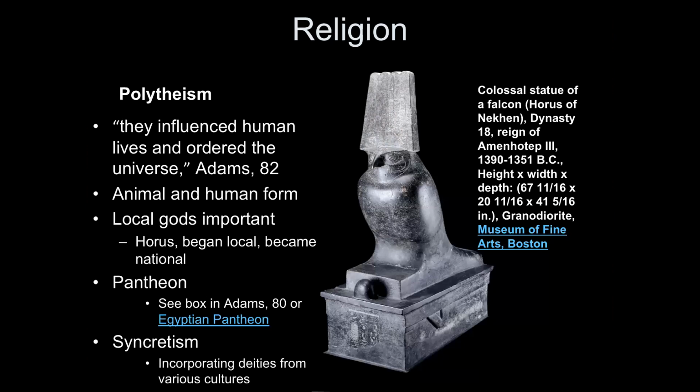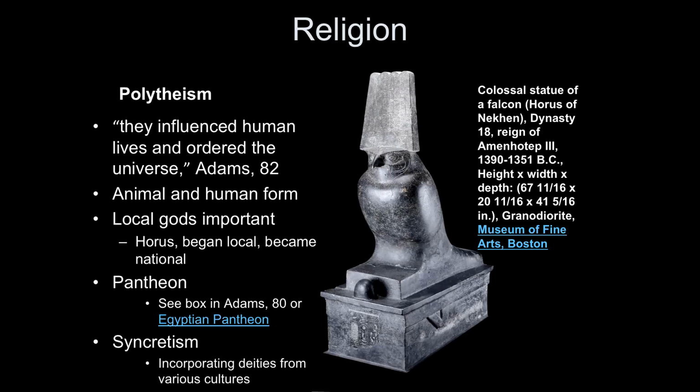So the religion of ancient Egyptians is very complex and it changes through time. So this is just a summary. Their religion is polytheistic, which means literally multiple gods. And according to Adams, they influenced human lives and ordered the universe. And we'll see some of those themes as we go along. Some of the gods are in animal and human form, some in both.